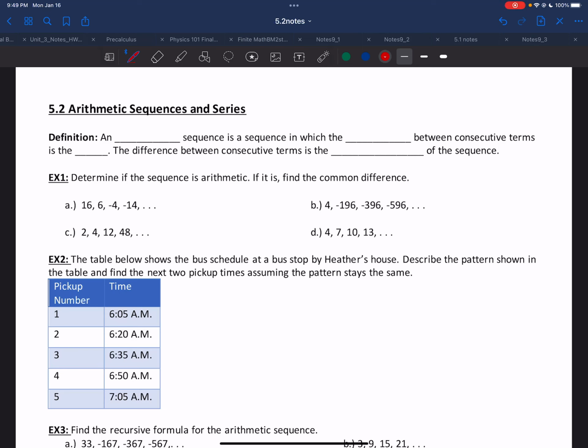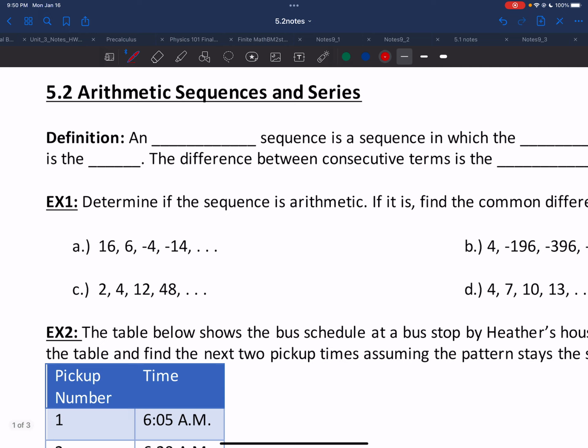Okay, here we're in section 5.2, and we're going to be talking about arithmetic sequences and series. Some of the sequences that you've looked at so far were actually arithmetic, we just didn't call it that. So we're going to dive a little bit deeper into what an arithmetic sequence is. And first, we're going to go ahead and define some terms.